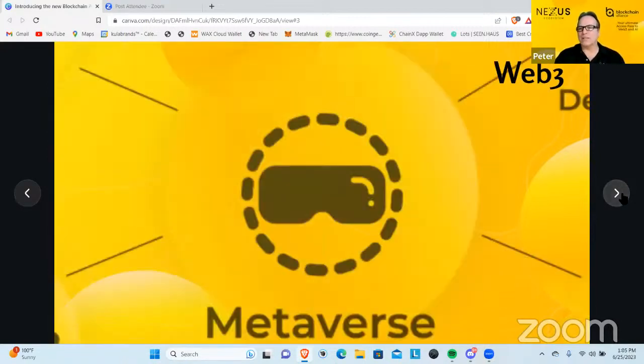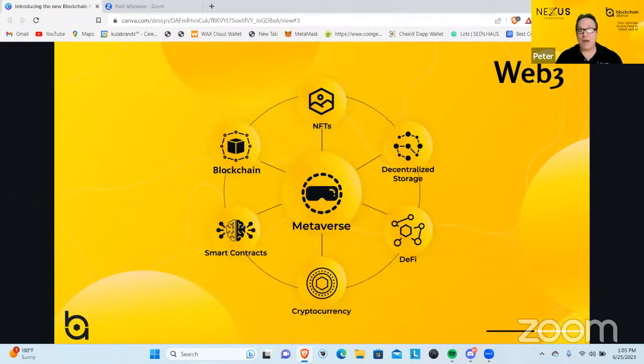So first of all, let's talk about Web3. Web3 is metaverse, NFTs, decentralized storage, DeFi, cryptocurrency, smart contracts, and blockchain, right? All of these interact together. However, there are separate opportunities. There are NFT opportunities, there are DeFi opportunities, there are blockchain opportunities, there are smart contracts. How do you ever know which ones to do?